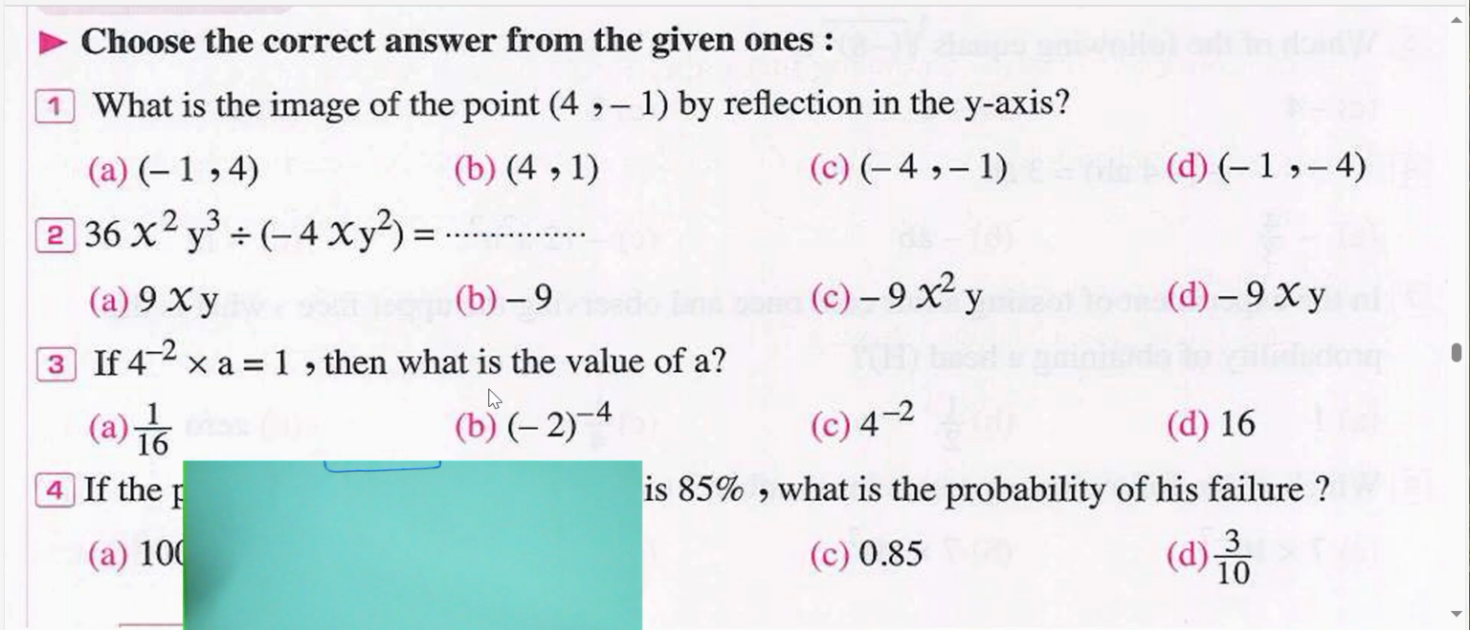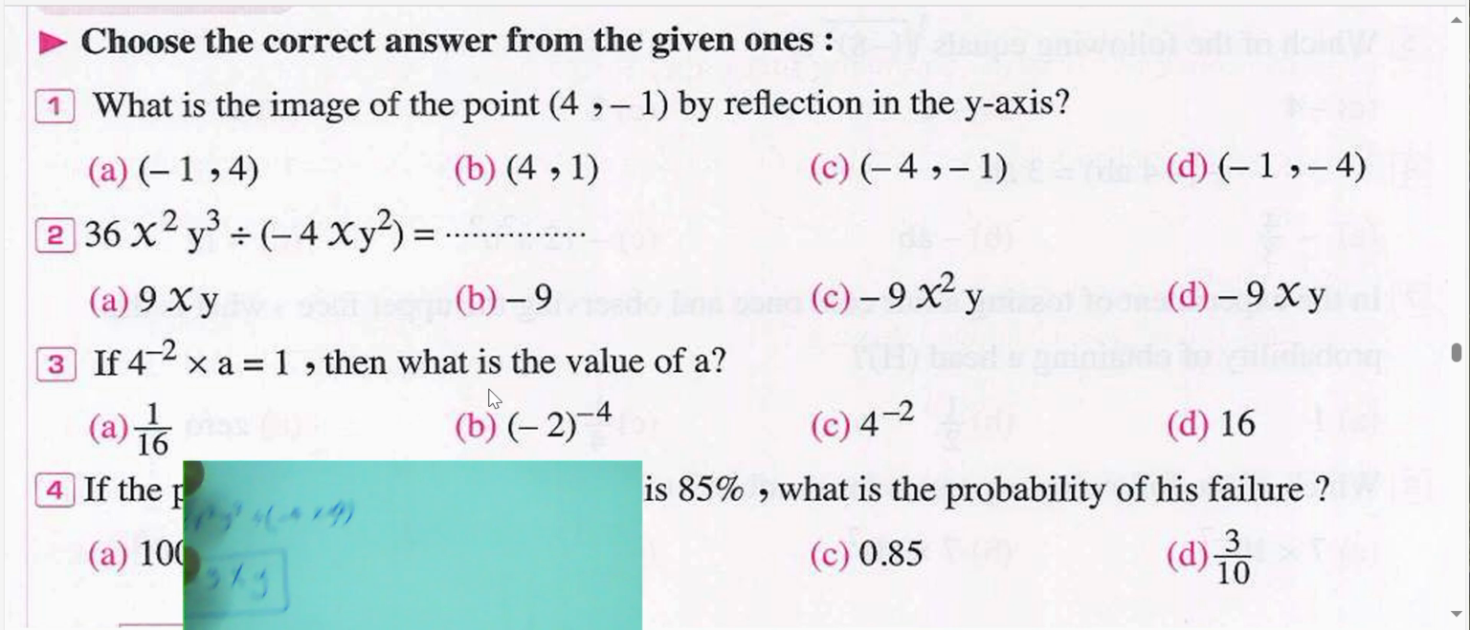If 4 power -2 times A equals 1, what is the value of A? We have 4 power -2 multiplied by an unknown number, and we want to find A. We know 4 power -2 times 4 power 2 will be 4 power 0, which equals 1. So the value of A will be 4 power 2. It's the reciprocal of 4 power -2. We want to find the reciprocal of this number, so we invert the numerator and denominator. The result will be 4 power 2, which equals 16. So the result will be 16.